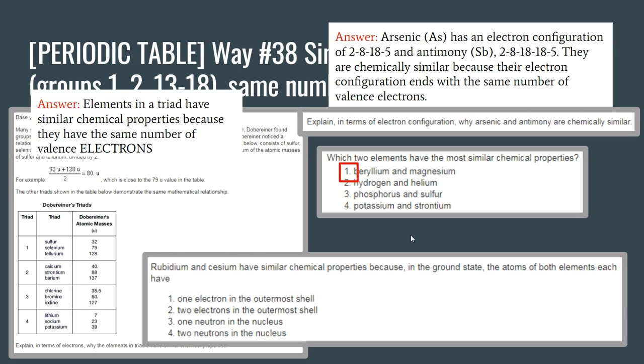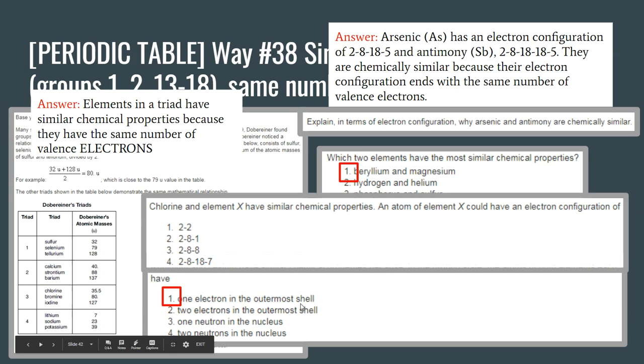Rubidium and cesium have similar chemical properties because in the ground state, the atoms of both elements each have... Looking up their symbols, you can verify that rubidium and cesium both have 1 electron in their outermost shell. How do you know? The last digit of Rb and Cs is 1. Therefore, they have the same number of valence electrons. Electrons in the outermost shell just refers to the valence electrons.